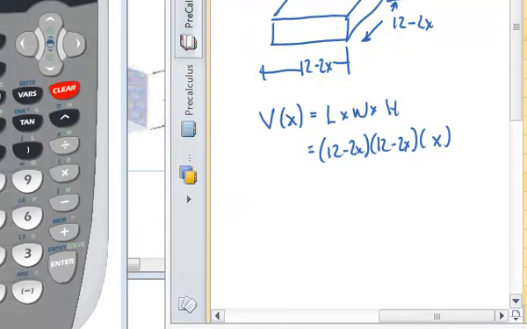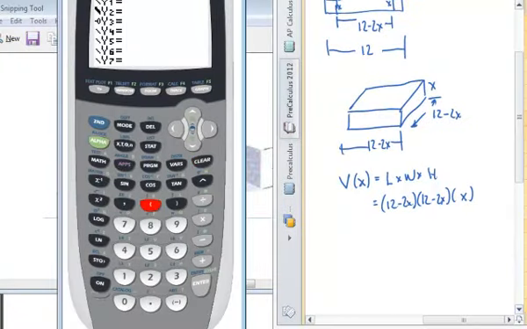Okay, well, I'm back. I have the graphing calculator up and running, and I just want to show you that there's nothing plotted right now. All we have to do is, into y1, plug in the function 12 minus 2x times 12 minus 2x times x.